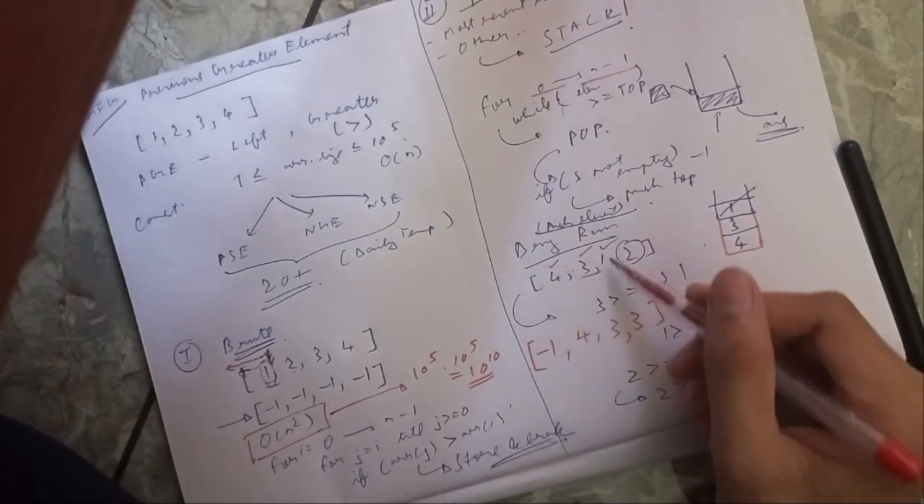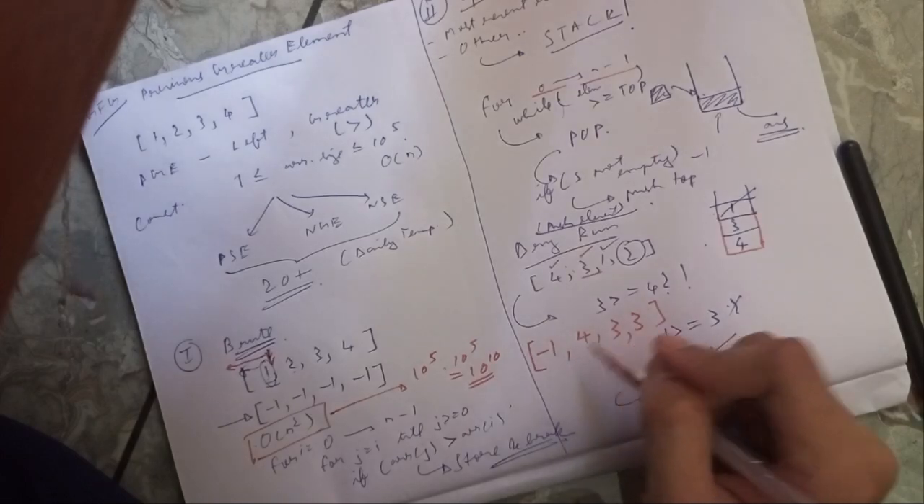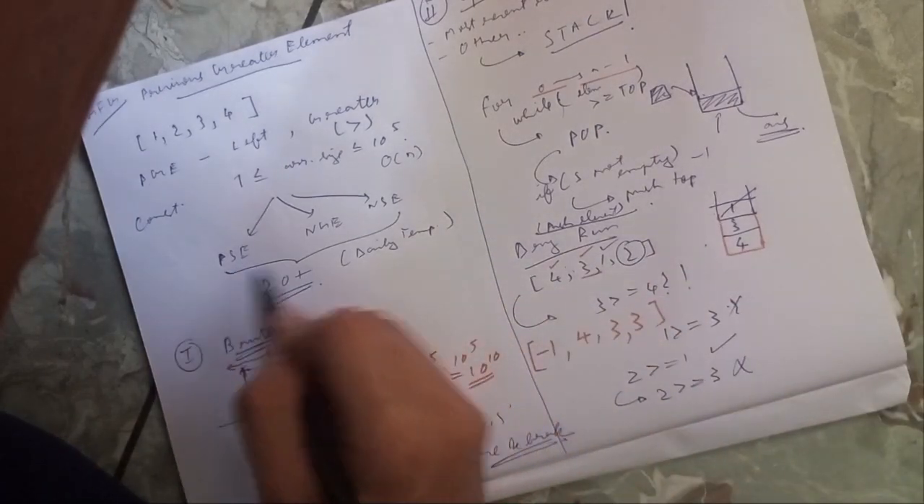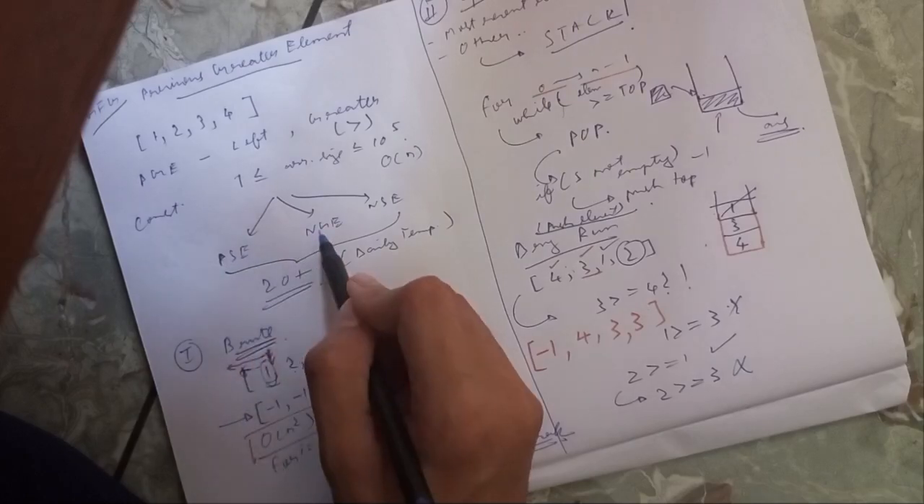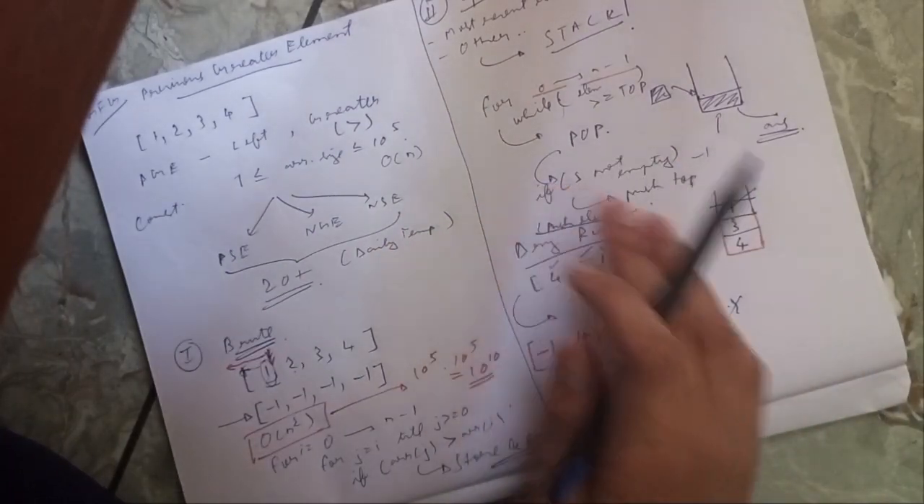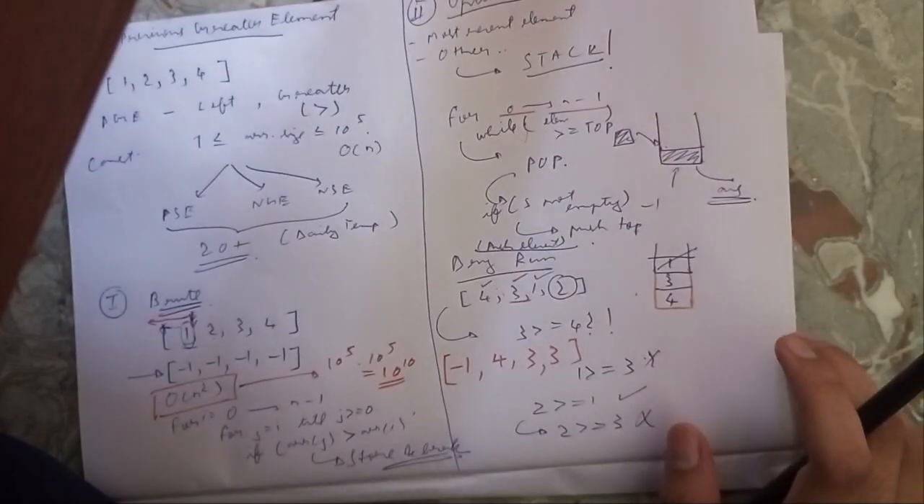See, so for this input array, this will be the previous greater element answer. So if you understand this question, you'll be able to do all these questions, previous smaller element, next greater element, next smaller element. So you can try it. I hope you understood. Yeah, thank you.